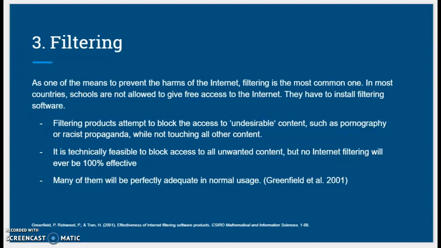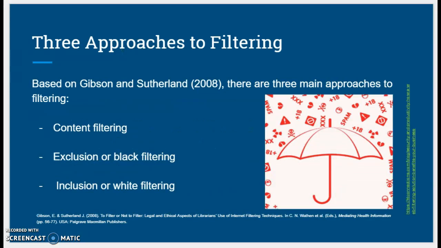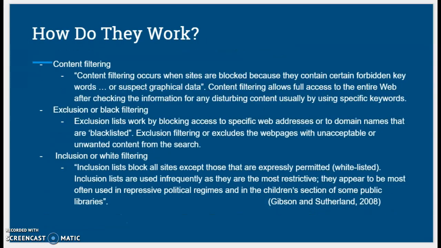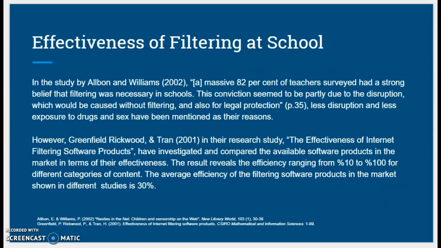And then the last one is filtering. Filtering is just blocking the information which is not wanted or desired. And we have three types: content, exclusion, and inclusion filtering. And here I explain how they work and their efficiency.